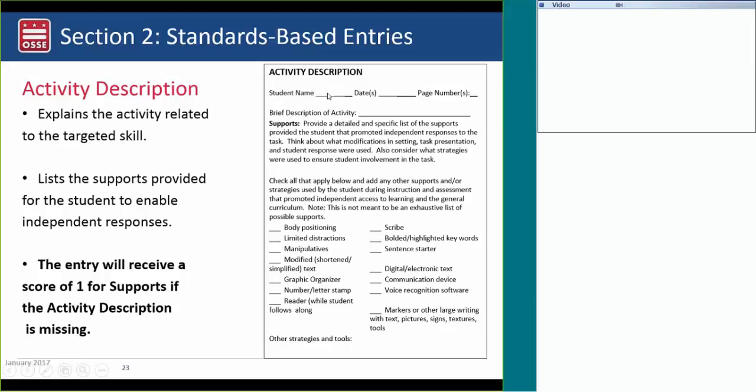This is really important. What supports does your student need to be able to make a correct and independent response? So it might be body positioning, it might be something low-tech like a pencil buildup, it might be an augmentative communication system, it might be manipulative, it might be a quiet place to work, a reader or a scribe. There is a list on the activity description that's available in the procedures handbook of commonly used supports, and teachers can check these off. At the bottom of the page, there will be another thing that says other strategies and tools.